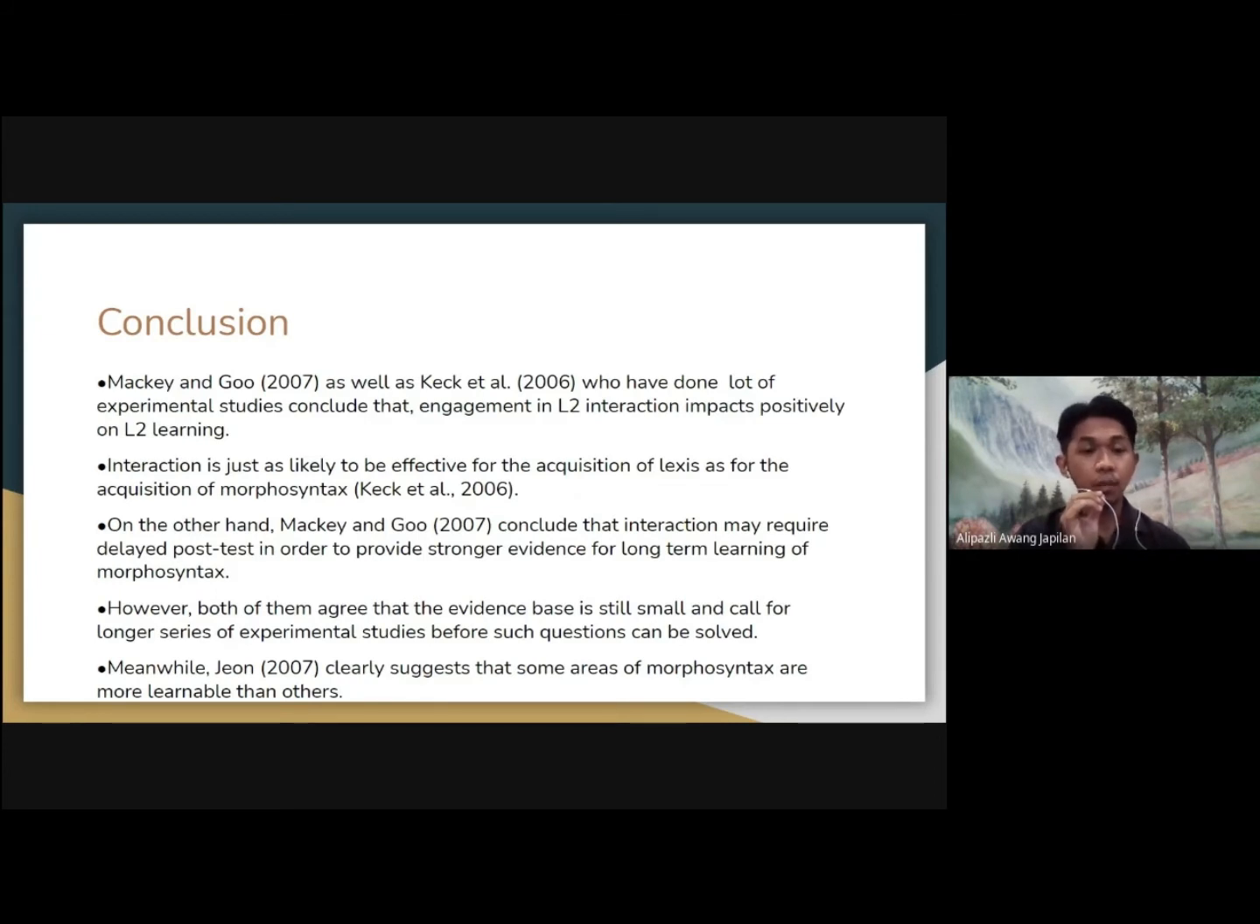However, both of them agree that the evidence base is still small and call for longer series of experimental studies before such questions can be solved. Meanwhile, John 2007 clearly suggests that some areas of morphosyntax are more learnable than others. All right. And then next will be presented by my friend Friska.